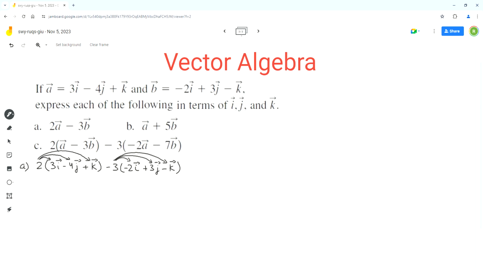So 2 times 3 is 6. And minus 8j. And then plus 2k. And now we have to do negative 3 times negative 2, which is positive 6. Then negative 3 times positive 3. And then negative 3 times negative 1.